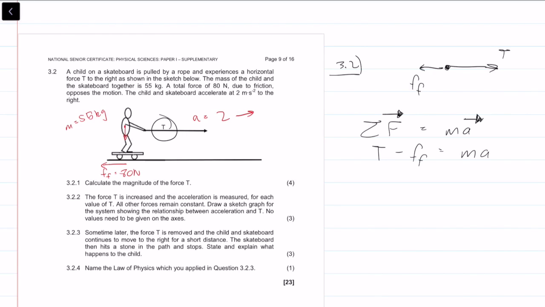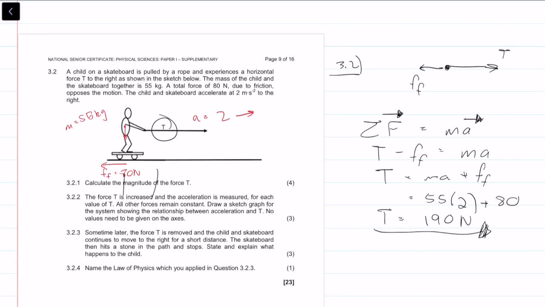So therefore we can say that T equals mass times acceleration plus the force of friction. We know the mass of 55, we know the acceleration of 2, and we know the force friction of 80. So tension is equal to 190 newtons. Calculate the magnitude. Okay, so we don't really care about the direction. So that's our answer right there. Let's put that in red. Cool stuff. And we get ourselves 4 marks.